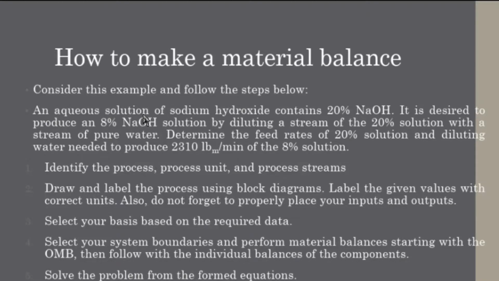An aqueous solution of sodium hydroxide contains 20% sodium hydroxide. It is desired to produce an 8% sodium hydroxide solution by diluting a stream of the 20% solution with a stream of pure water. Determine the feed rates of the 20% solution and diluting water needed to produce 2,310 pounds mass per minute of the 8% solution.